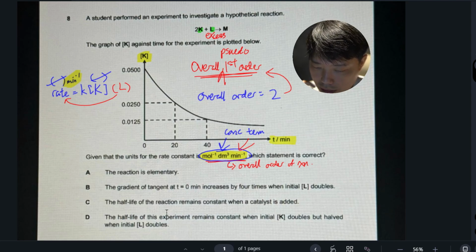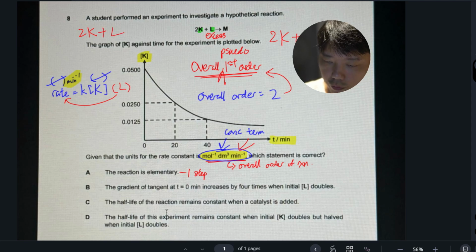Okay, so let's look at the options, shall we? The reaction is elementary. What does elementary mean? It means that it is one step, which means that 2 molecules of K and 1 molecule of L, or two moles of K. Oh, sorry, maybe let me write on this side. 2 moles of K will react with 1 mole of L. So 3 molecules, 2K and 1L, react in one step to get your product M.